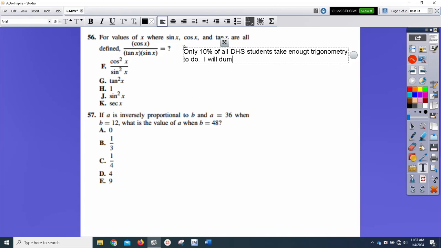I will dumb this way down. It's the wrong way to do it, but it's the only way I can probably get y'all to figure it out. Here's what I'm going to do. I know that the sine ratio is opposite over hypotenuse, the cosine ratio is adjacent over hypotenuse, and tangent is opposite over adjacent. It comes from that little acronym of SOHCAHTOA.